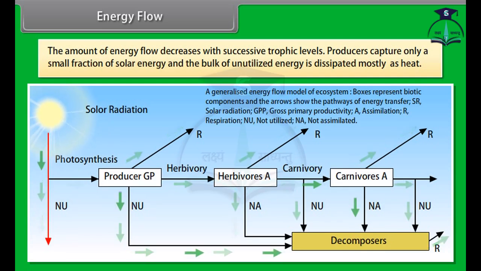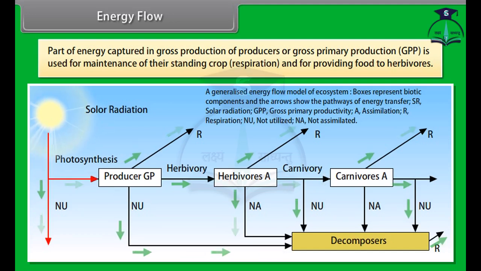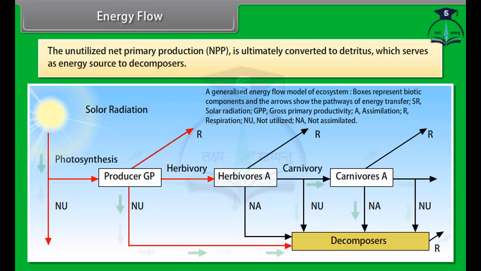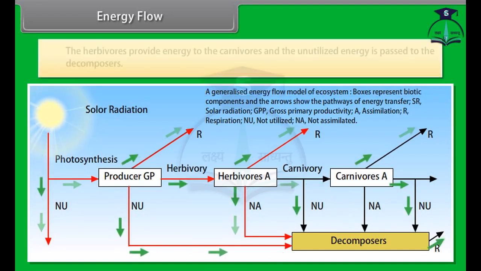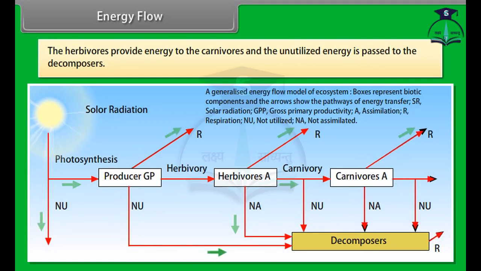Producers capture only a small fraction of solar energy, and the bulk of unutilized energy is dissipated mostly as heat. Part of energy captured in gross production of producers or gross primary production (GPP) is used for maintenance of their standing crop, respiration, and for providing food to herbivores. The unutilized net primary production, NPP, is ultimately converted to detritus, which serves as energy source to decomposers. The herbivores provide energy to the carnivores and the unutilized energy is passed to the decomposers.